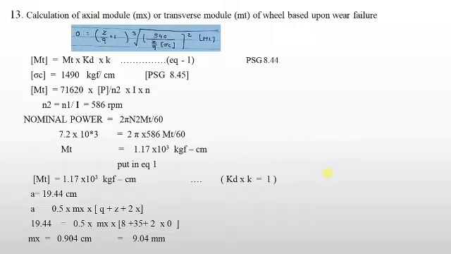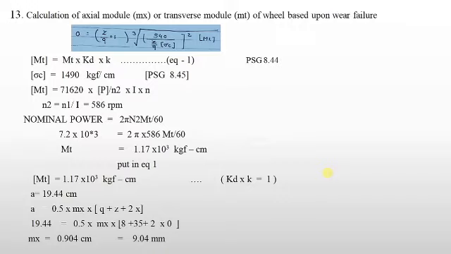Now design torque is equal to rated torque into kd. Now this kd factor we got from PSG 8.44. kd is equal to 1. Now design torque is equal to 1.17 into 10 raised to 3 kgf centimeter. Substituting the value in equation of A, we got A is equal to 19.44 centimeter.